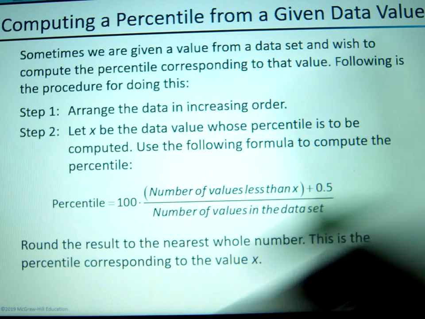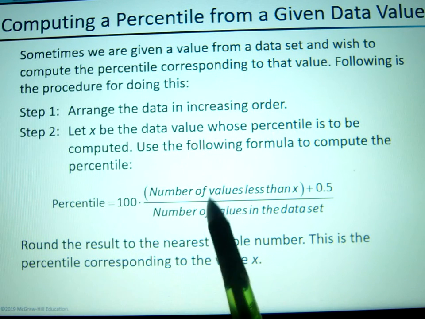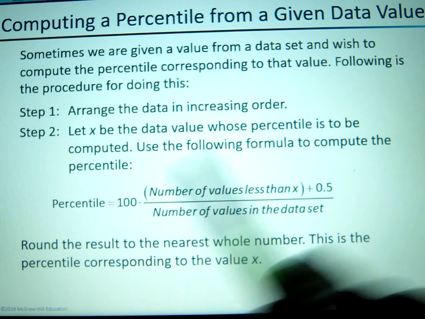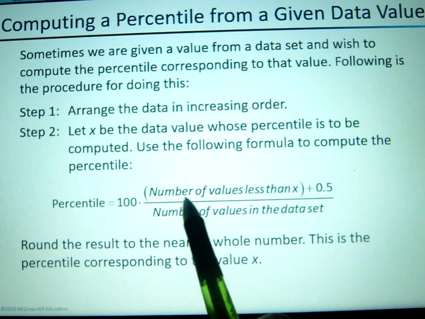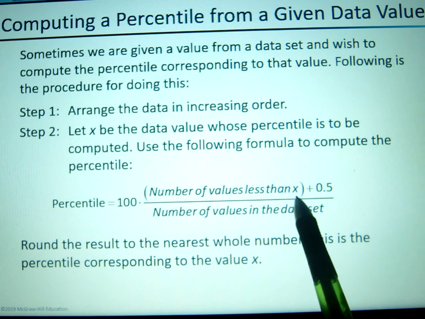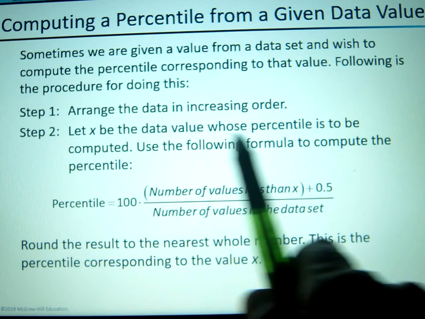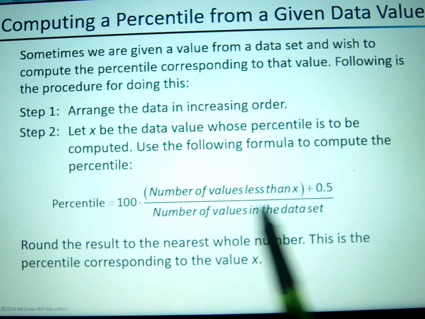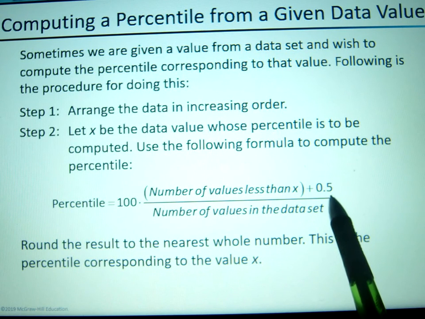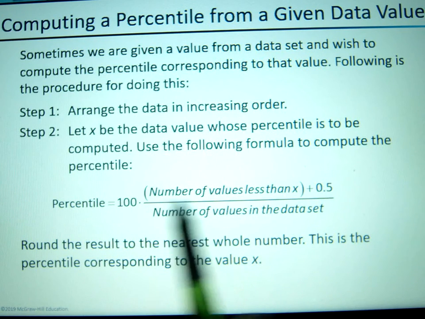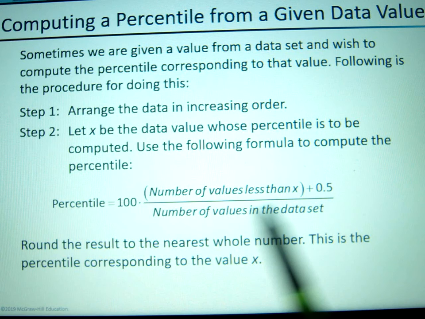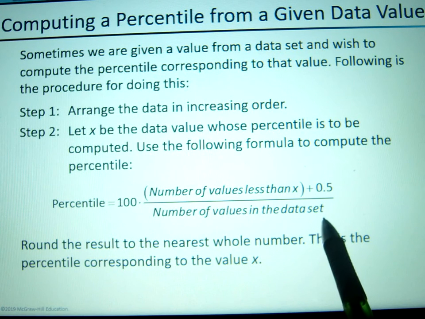Here you're going to take 100 times, and you're going to have to do this part first: the number of values less than x, where x is the data value whose percentile is being computed, plus 0.5. After you add those, you're going to divide by the number of values in the set. Then multiply by 100. You would round to the nearest whole number, and that is the percentile corresponding to the value x.